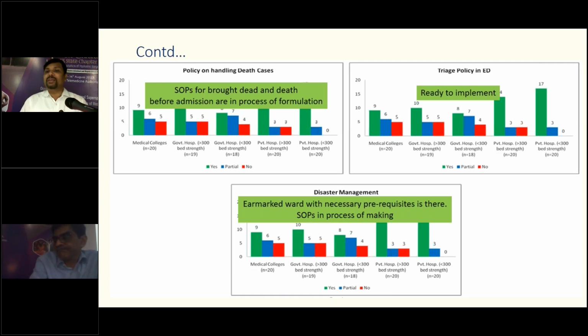Triage policy in ED, we had prepared a score-based triage policy, but it is still to be implemented because there are various factors which make it a little problematic or not feasible to implement. As far as disaster management is concerned, in the new EMRTC building, that is the new building of emergency medicine, there is an earmarked ward with necessary prerequisites, with separate entry, separate exit, separate washroom, etc., and the SOP is in the process of being made.